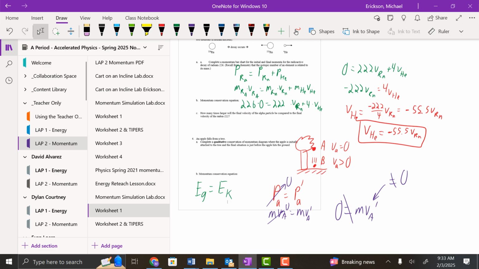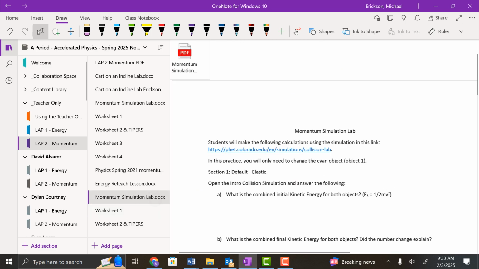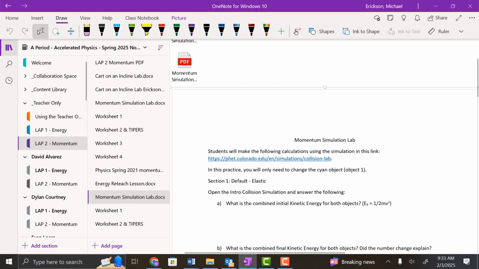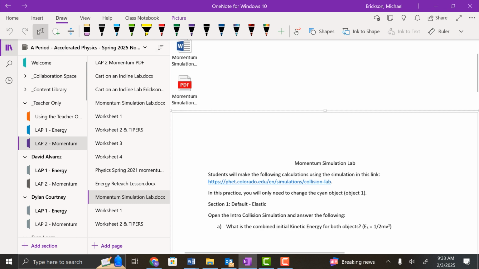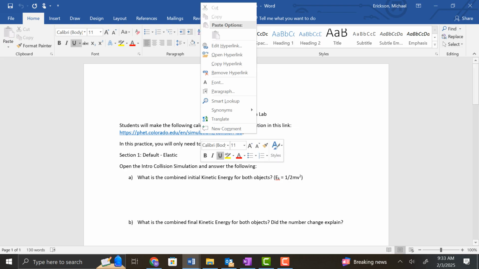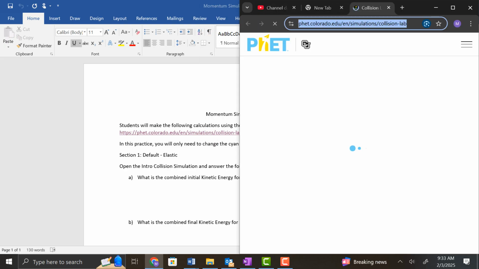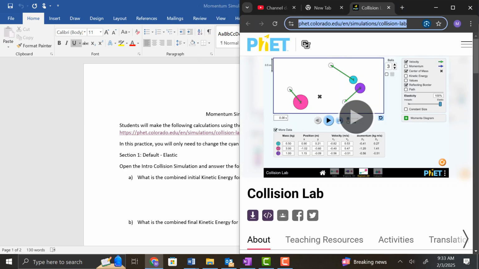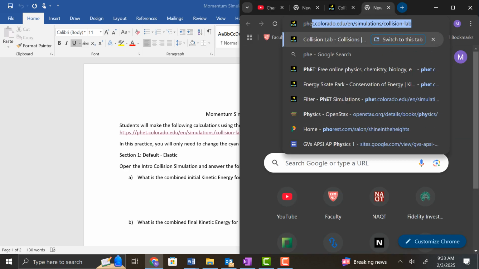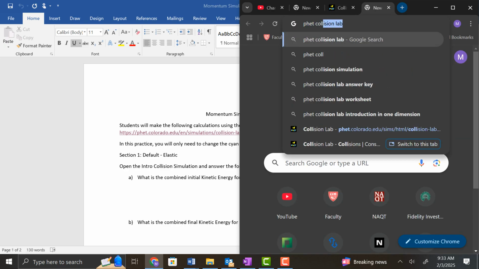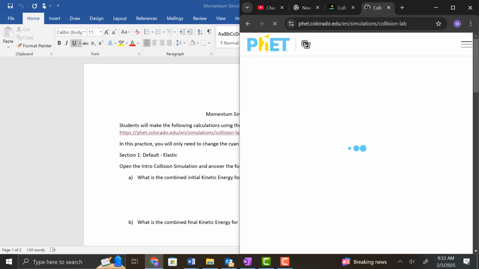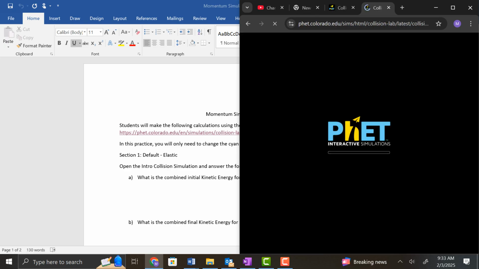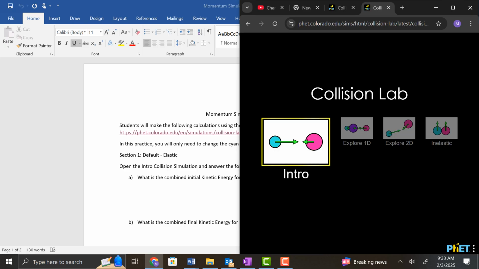We kind of went through a lot of scenarios. Now I'm going to have us do the simulation lab. So the easiest way, you could just type in PhET collision lab. If you want, you can open up this link, but either way, open the link, PhET collision lab. I'll even show you, if you type into Google PhET collision lab, it should be this first link here. Open up what looks like this, and then go to the intro.